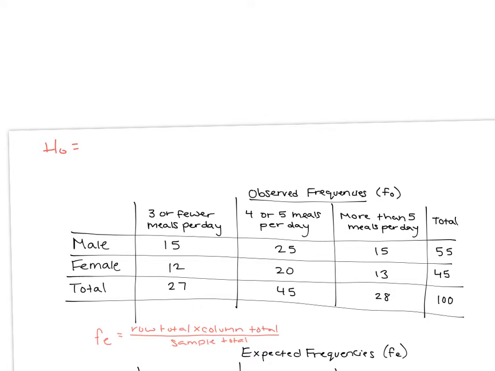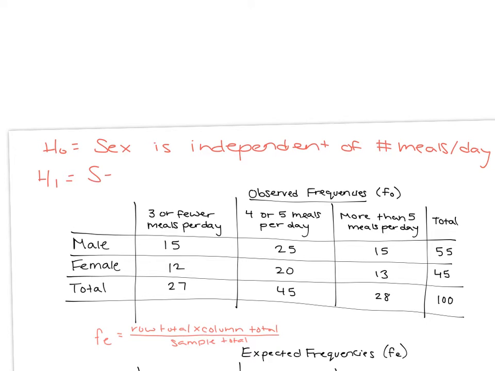So my null hypothesis is going to say that sex is independent of number of meals per day. And my alternate hypothesis is going to say that someone's sex is associated with number of meals per day.